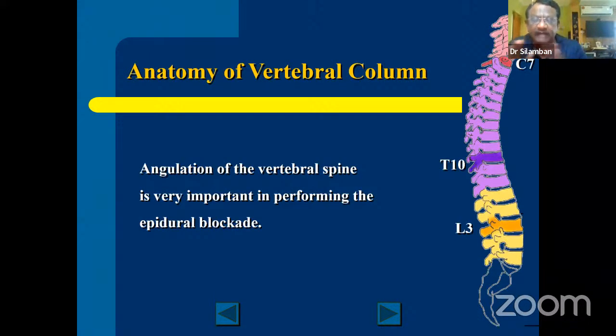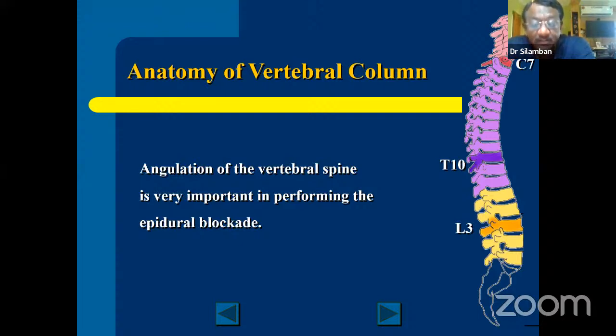Fine. Now, after finishing all that, we have understood how to go about a segmental epidural. When it happens in the lumbar region, it is going to be very easy. But as you go up the spine, you will have to note the angulation of the thoracic, lumbar and cervical spines, which is going to make your technique very difficult. The angulation of the vertebral spine is very important in performing epidural blockade.